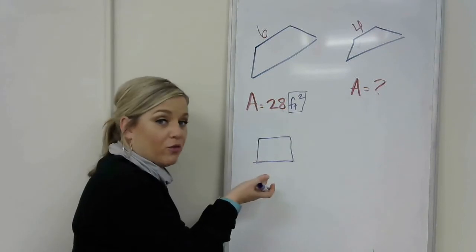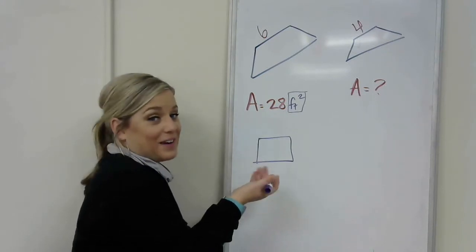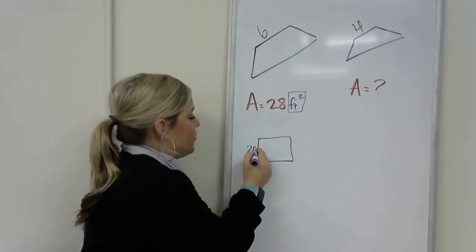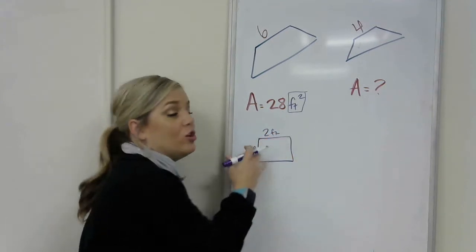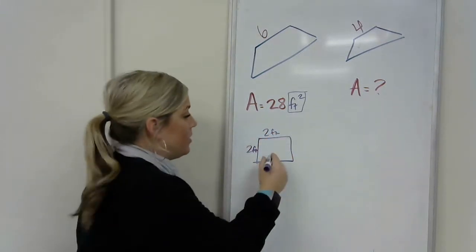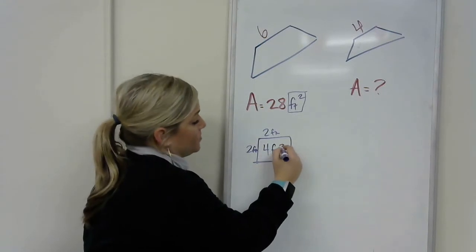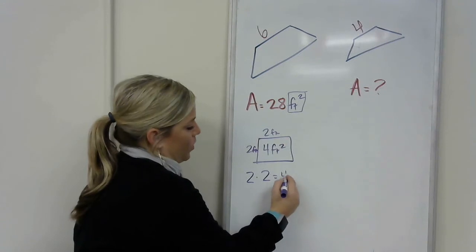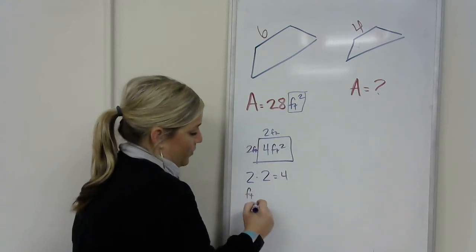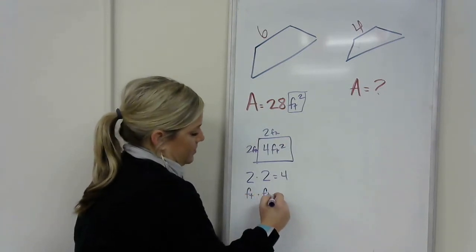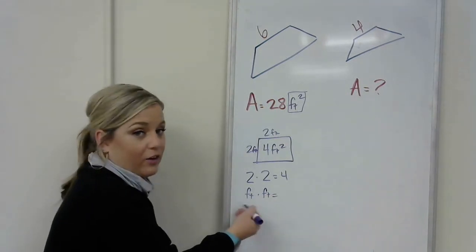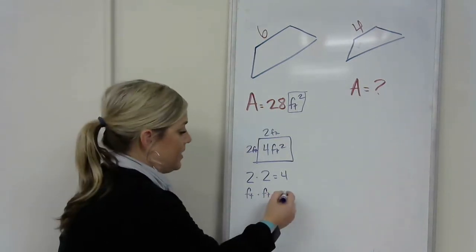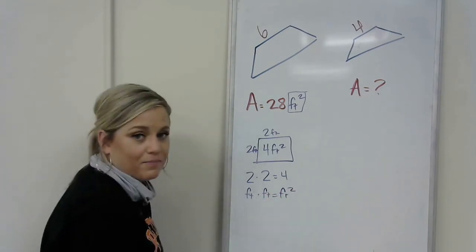So this is my beautiful square. I know I'm a great drawer. And it's a 2 foot by 2 foot, right? And you all know that the area of this square would be 4 foot squared. Because we found it by doing 2 times 2, which equals 4. But we also did 2 feet times 2 feet. And we know feet times feet, or anything times itself, is squared, okay?